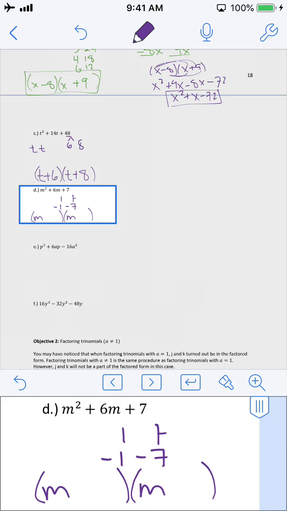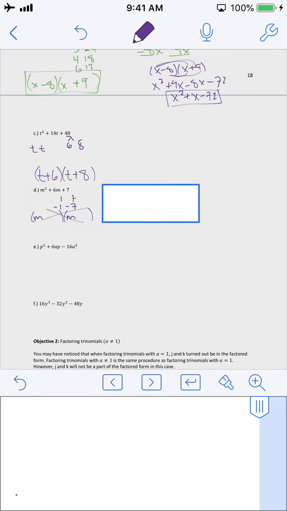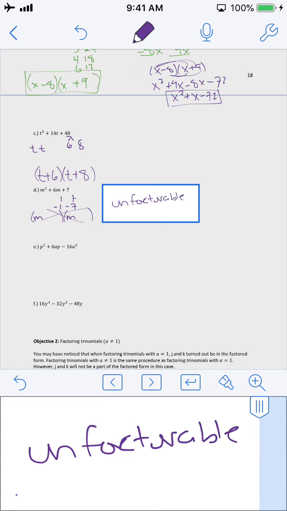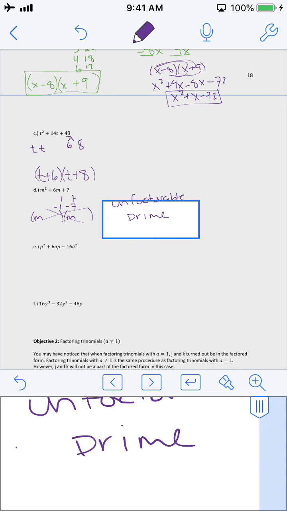It's really close. If one of them was negative, we can make it work. But then I'd have minus 7 on the end. And so this isn't actually going to factor. There is no combination of binomials that will work. This is what we call unfactorable, or something that only has a factor of 1 and itself, prime. Alright, cool. So those happen.